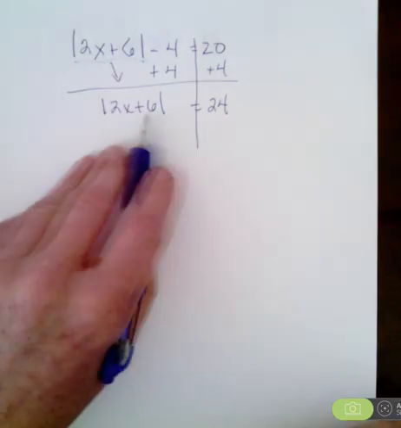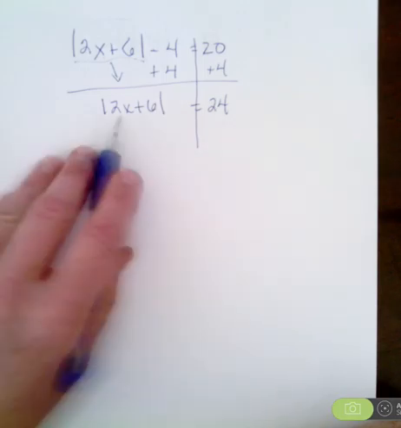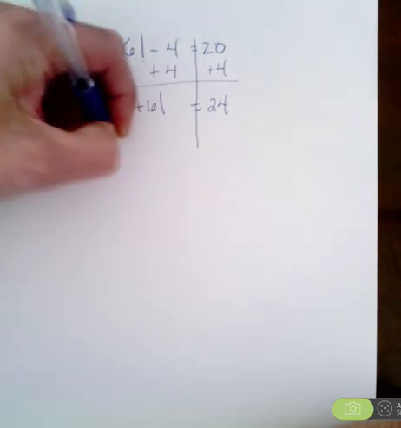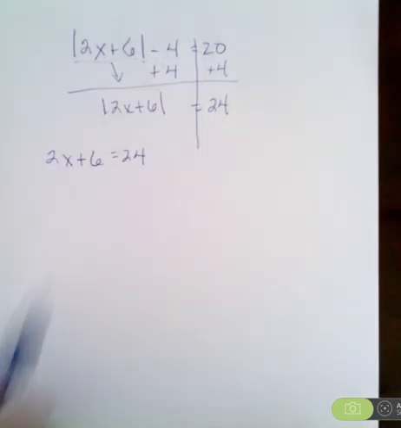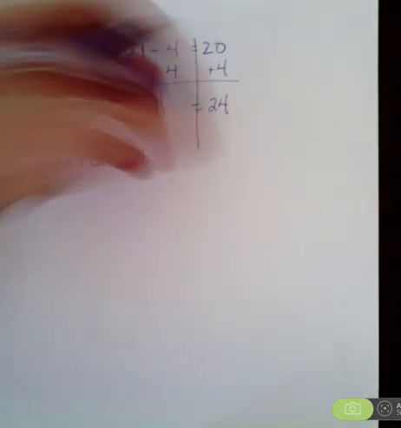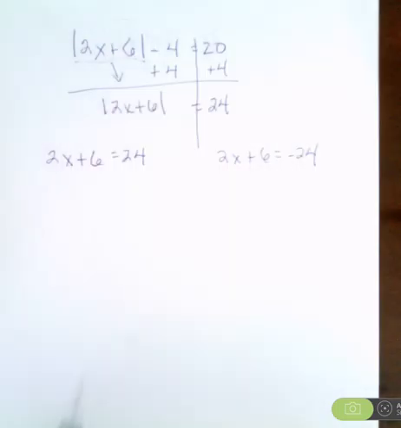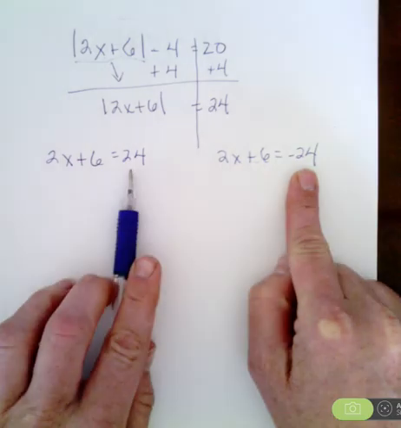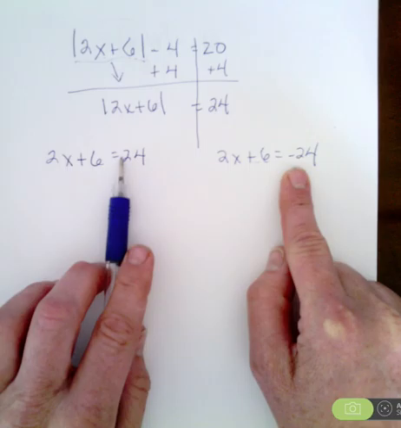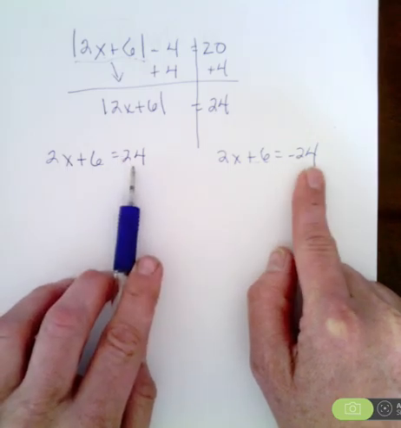Now I have to do a little bit more math than I did in the previous problem. So I'm going to rewrite the problem 2 times. The first time I am rewriting it exactly as it's written. 2x plus 6 equals 24. Then I'm going to write it a second time. 2x plus 6 is equal to negative 24. So notice that these two numbers are the opposite of each other. A positive number, positive 24, and a negative 24.